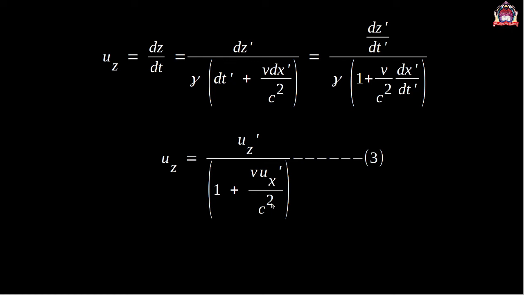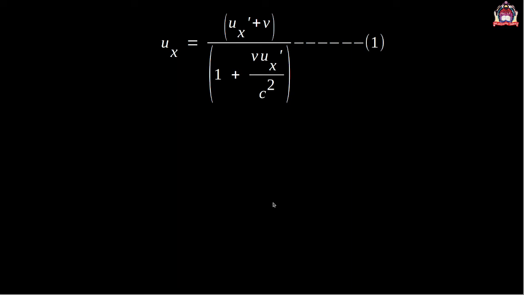So this is the relativistic law of addition of velocities. While in classical mechanics, ux is equal to ux dash plus v, uy is equal to uy dash, uz is equal to uz dash.